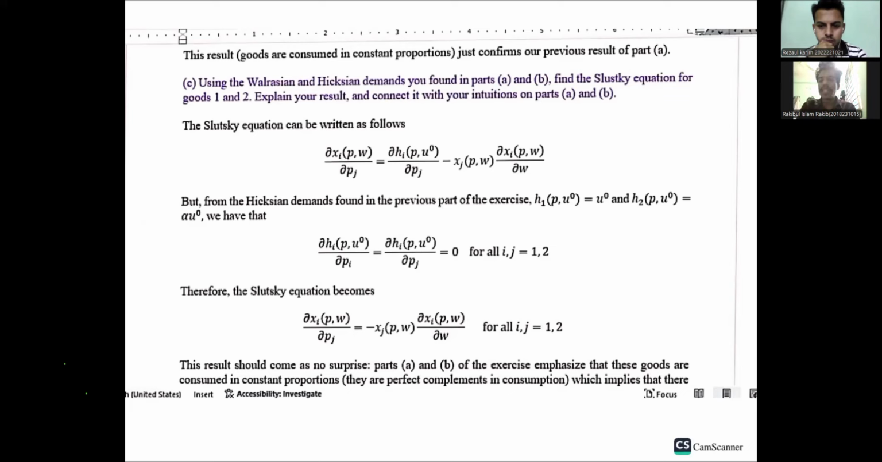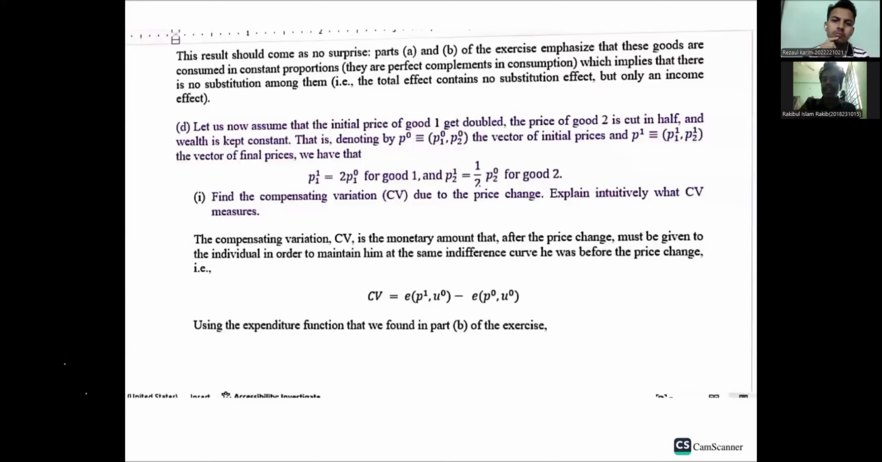This result should come as no surprise from parts A and B, in which goods are used in constant proportion. And in the next slide, please read out question number D.